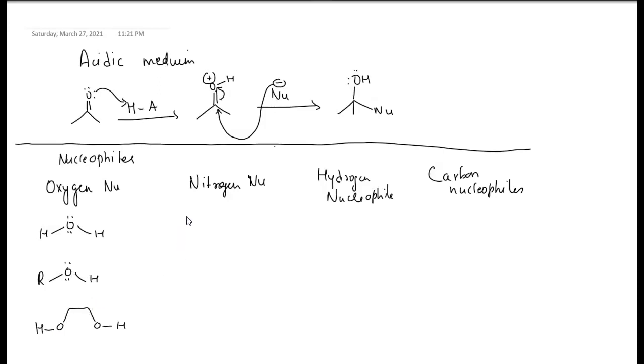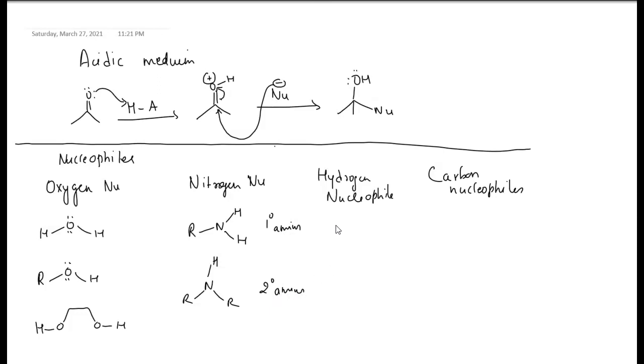So we'll look at these three examples under oxygen nucleophile. Then under nitrogen, we'll look at two examples. One is the reaction of a primary amine, where the nitrogen atom is attached to one R group. The other is where the nitrogen atom is attached to two R groups, and that is a secondary amine. So we'll look at reactions of primary amines and secondary amines.